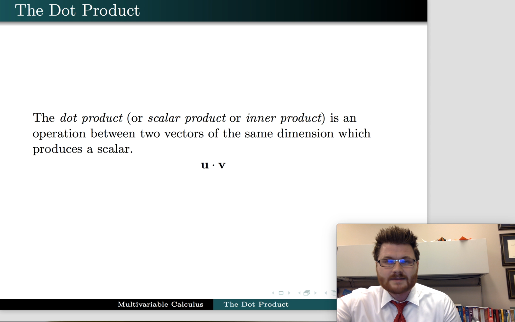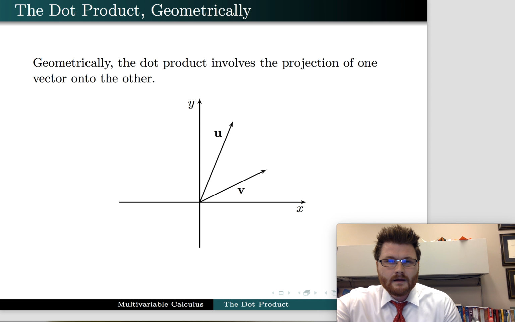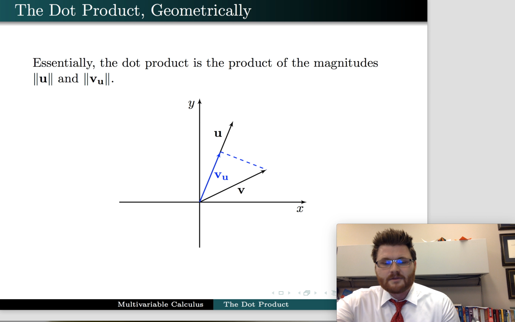So how does the dot product work? What is it? Well, geometrically, it has to do with the projection of one vector onto another. If we look at the orthogonal, the perpendicular projection of, in this case, vector v onto vector u, we're looking at what part of v goes in the same direction as u. The dot product ends up being the product of the magnitudes of u and that part of v that goes in the same direction as u. So that's what the dot product is.